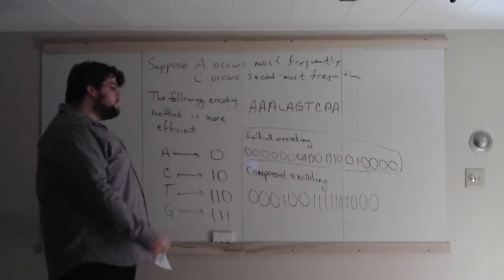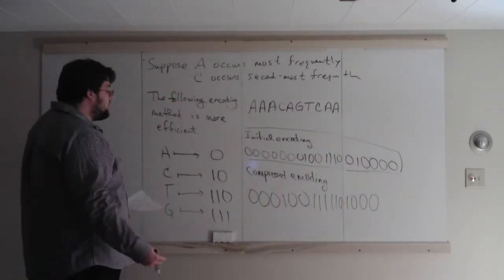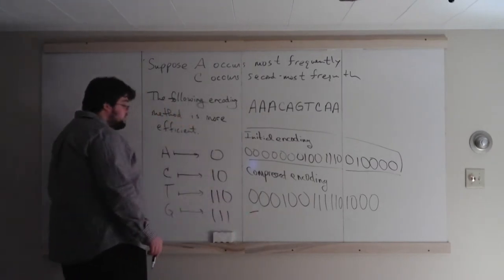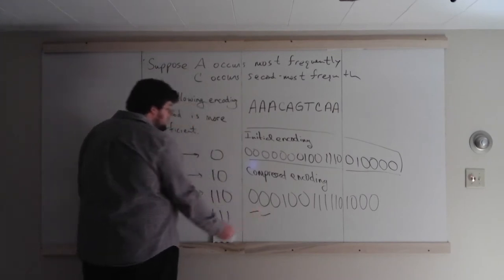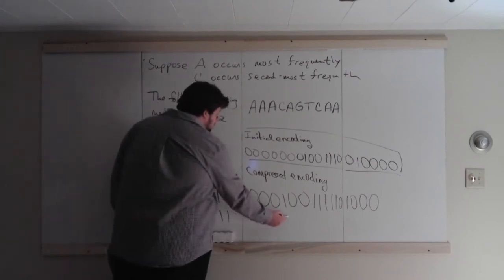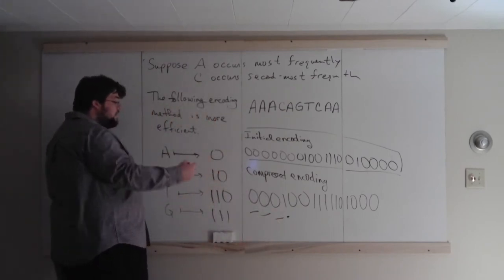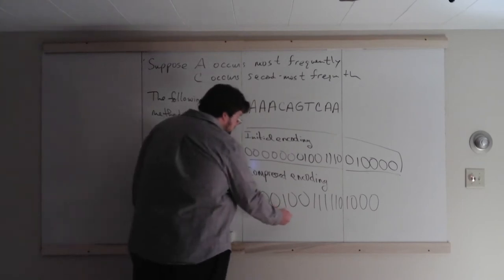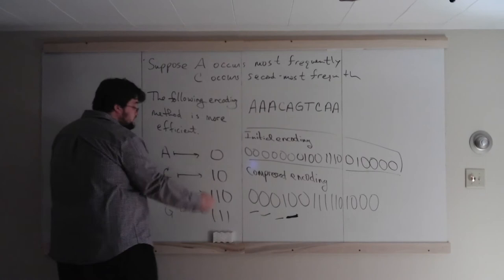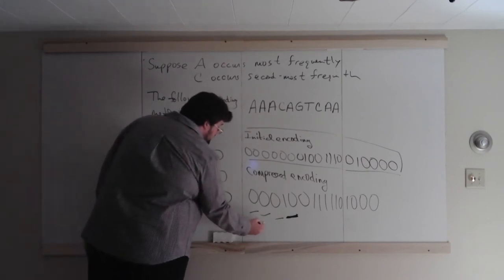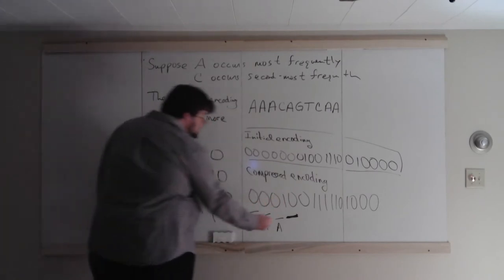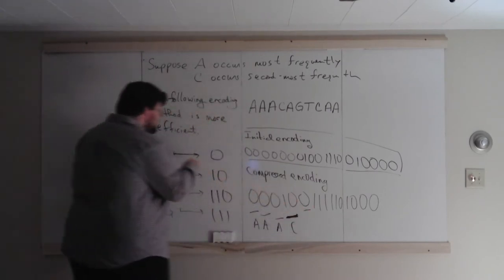And the way we do that is just by reading left to right and stopping when we get a character. So right here, we have a zero, so that's an A. The next zero is another A. That zero is another A. Now what about this one? Well, 1 isn't here, so you have to go to the next character also. 1, 0. Is 1, 0 here? Yes, 1, 0 is here. So maybe I'll write underneath. A, A, A, and then 1, 0 was C. 0 is here, so that's A.